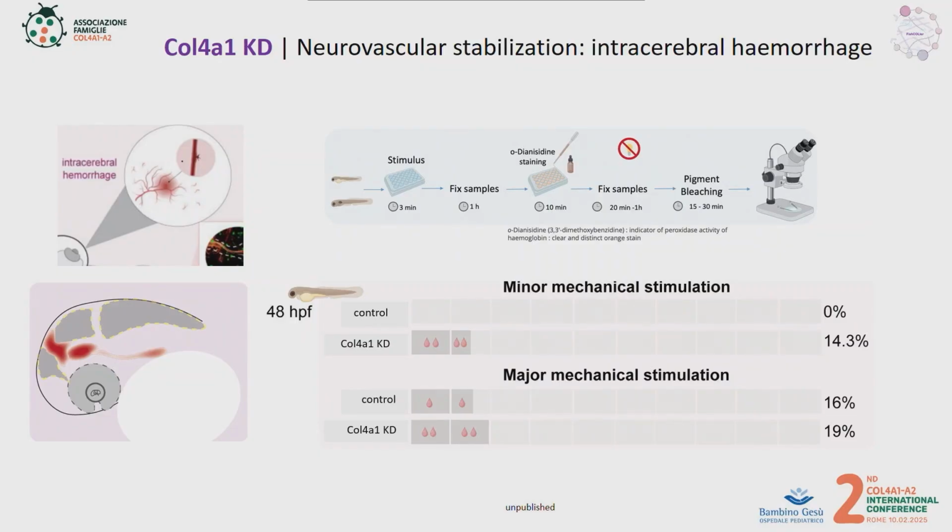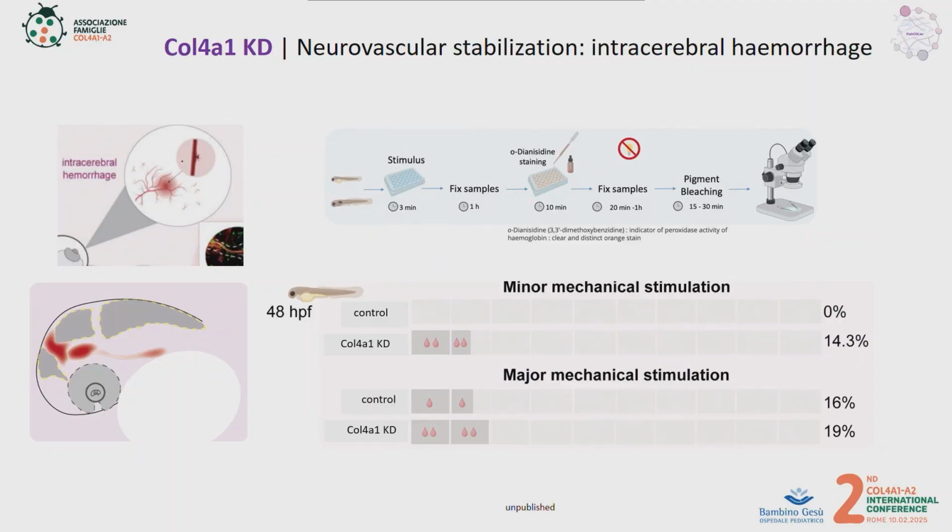And what we notice is that very early during development, so around 2 days after we do our genetic modification, the controls do not show any hemorrhagia, and the knockdown show hemorrhagia. And this is also increased with the mechanical stimulation. So we reach this level where also the control, the non-injected embryos, show at least 16% of hemorrhagia.